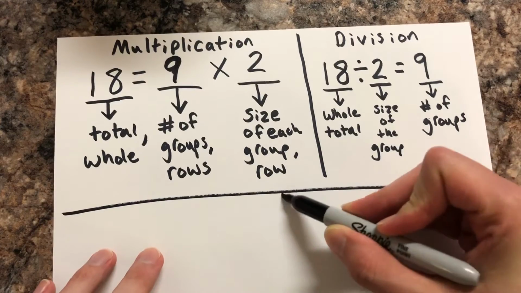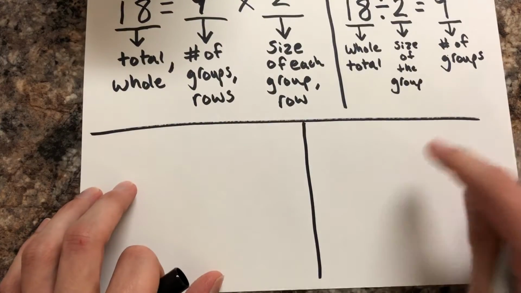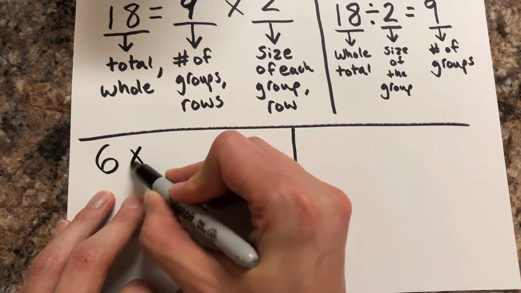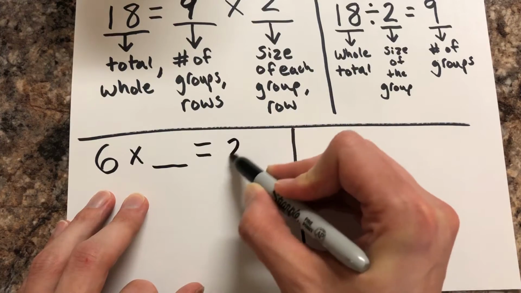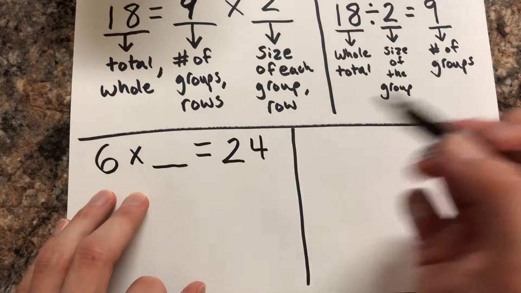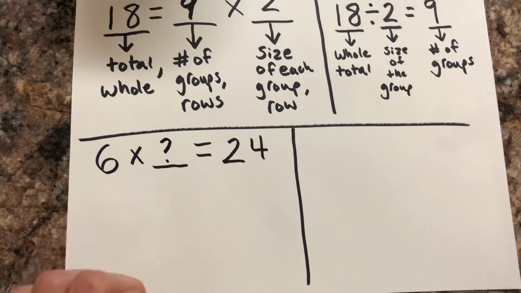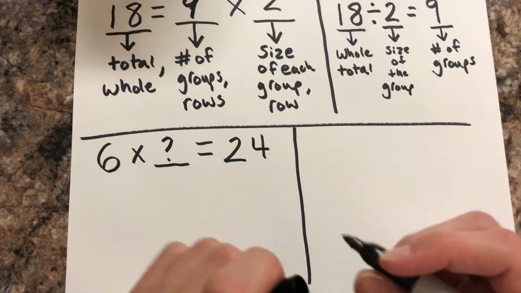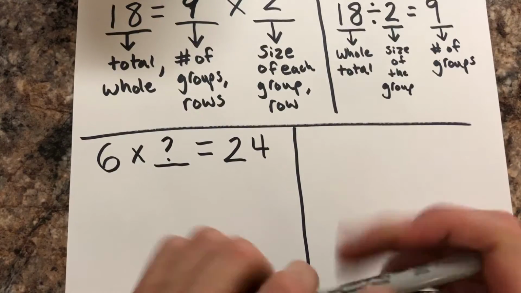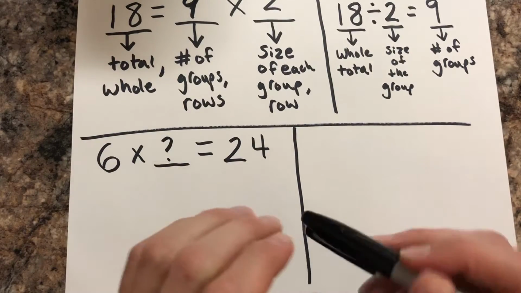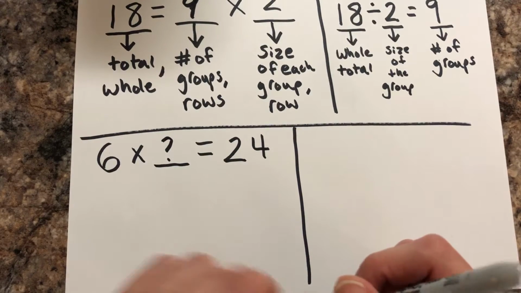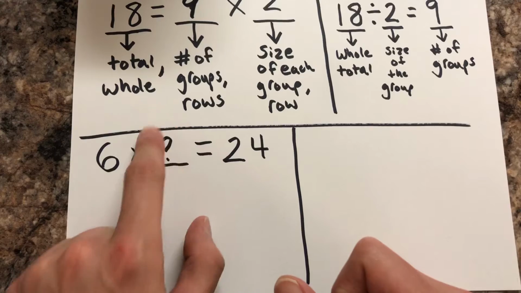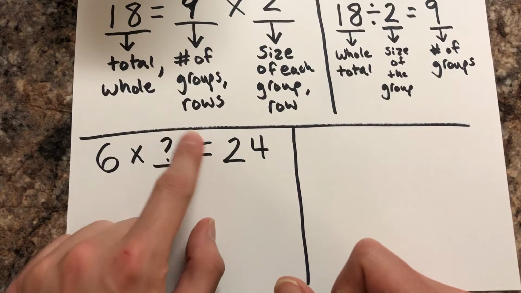Okay, so let's take another example. Over here is multiplication, over here is division. Let's say we've got 6 groups of blank equals 24. We're not going to solve for this problem, but we are going to set up a division problem to help us solve. 6 groups of blank equals 24. Well, I want to solve for my unknown.